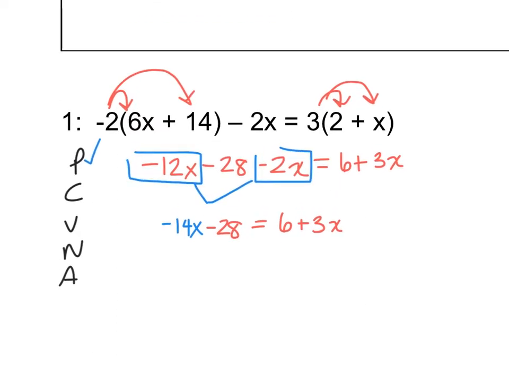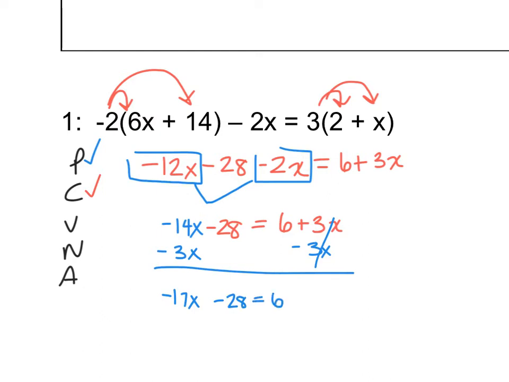So now I have to ask myself, are all my variables on the left-hand side? Well, I look at the right-hand side of my equal sign, and I have a 3x. And it's being added, so I have to get rid of my positive 3x by subtracting. So I'm going to subtract a 3x from both sides of my equation. My 3x's cancel. Negative 14x minus, not plus, negative 14x minus 3x is negative 17x. And then I have my minus 28, and that's equal to 6.